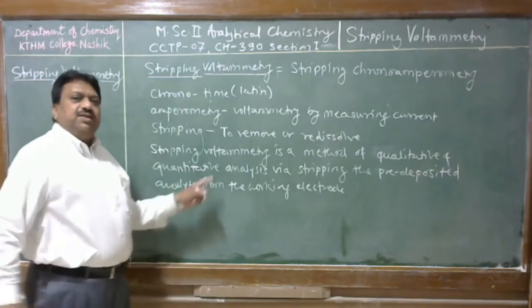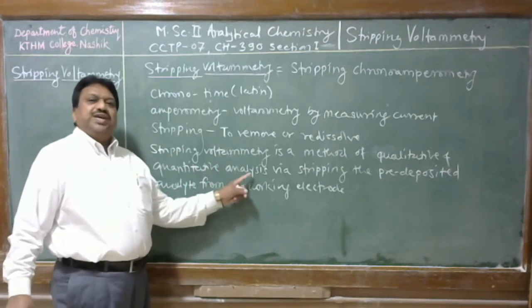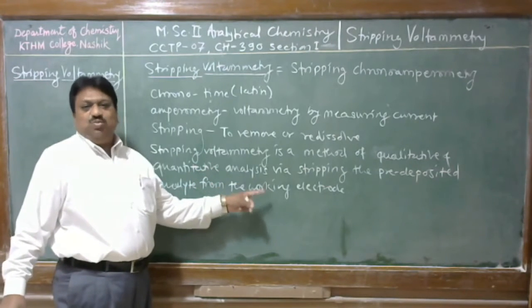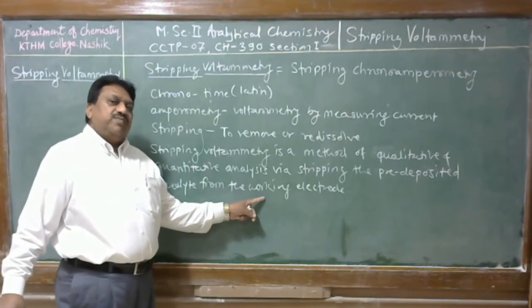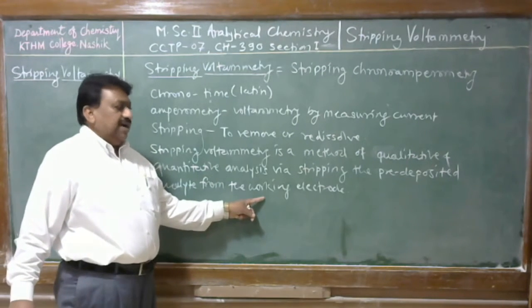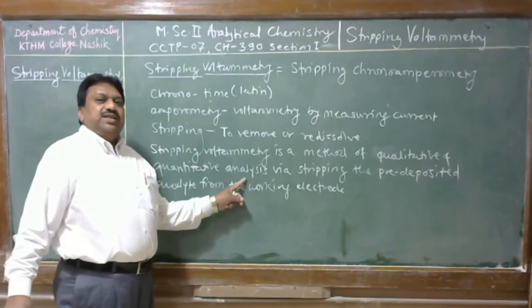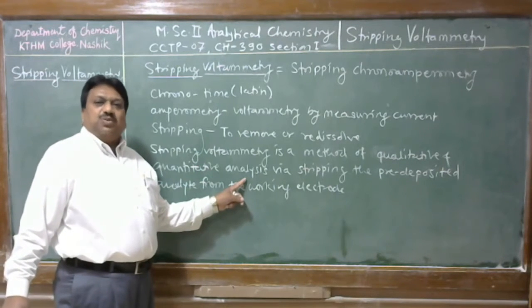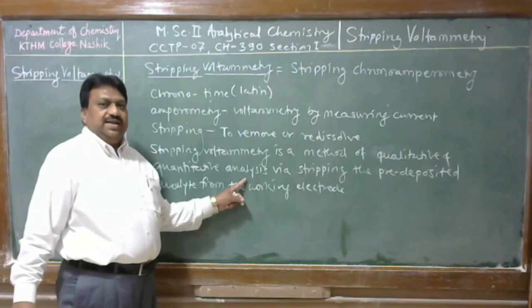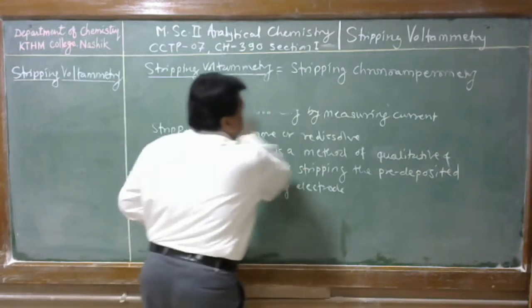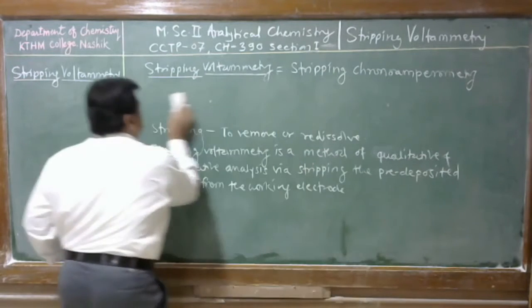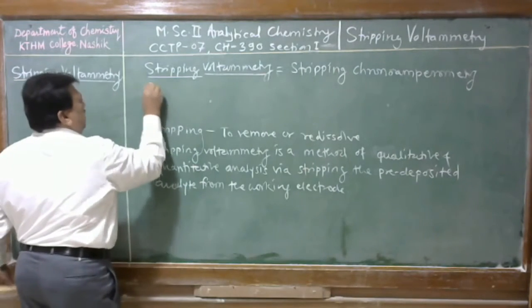Therefore, in stripping voltammetry, the potential at which the analyte is removed from the working electrode is the identity of the material, and the current during the stripping operation is directly proportional to the concentration of the analyte. Therefore, both qualitative and quantitative analysis is done by means of stripping voltammetry.